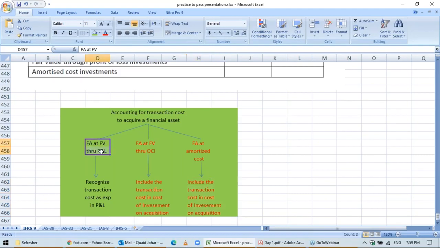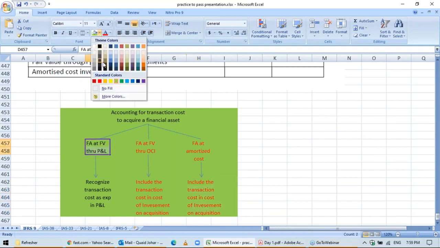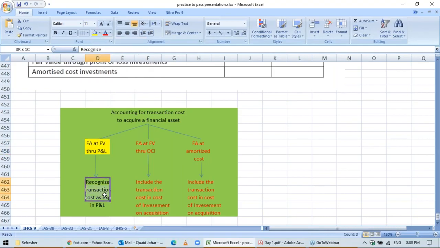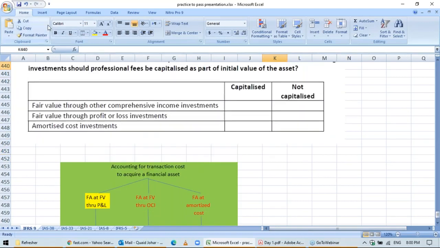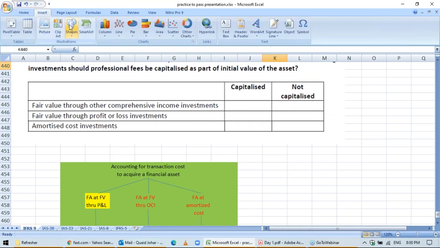But in the case of a financial asset at fair value through profit and loss account, you cannot capitalize. You have to recognize the transaction cost in the profit and loss account, as I said earlier. So it's only in the case of a financial asset at fair value through profit and loss that the transaction cost will be recognized in the profit and loss account. So the correct answer over here is: only in this case, not capitalized.